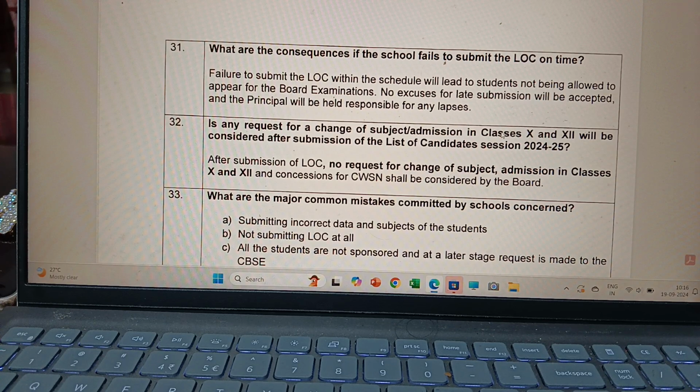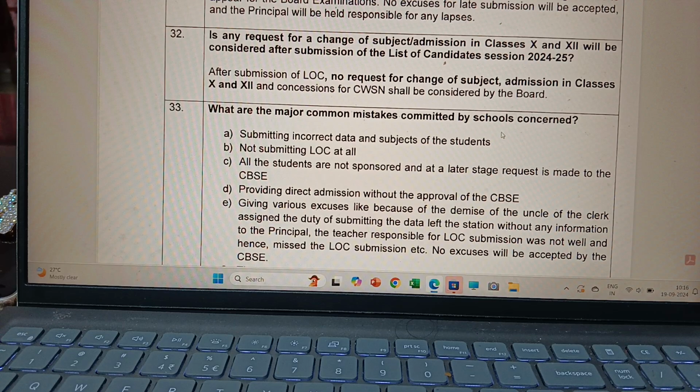What are the major common mistakes committed by schools concerned? Submitting incorrect data and subjects of the students, number one. Second one, not submitting LOC at all. Third one, all the students are not sponsored and at a later stage request is made to the CBSE. Fourth one, providing direct submission without the approval of CBSE.